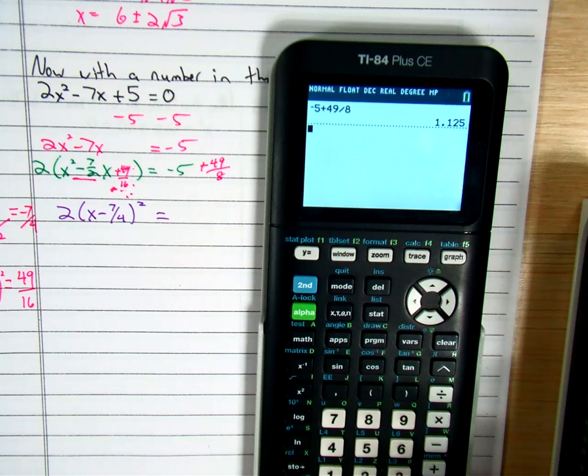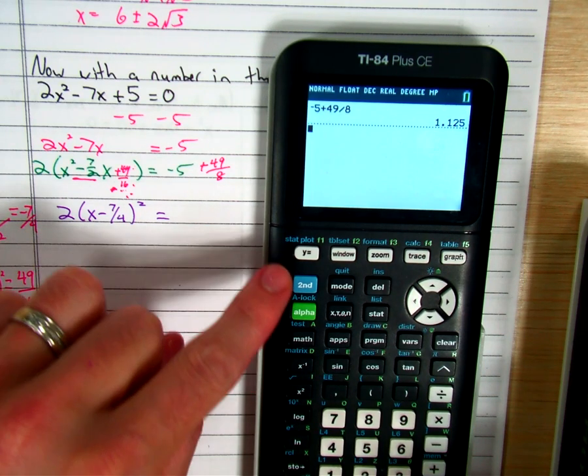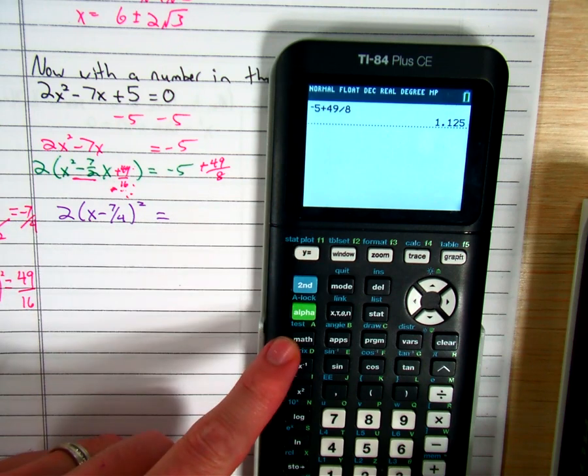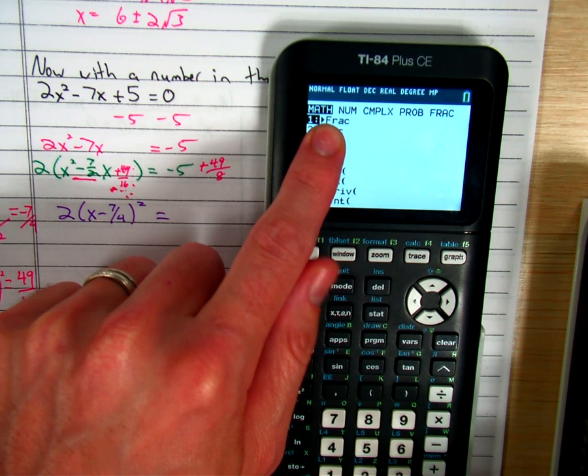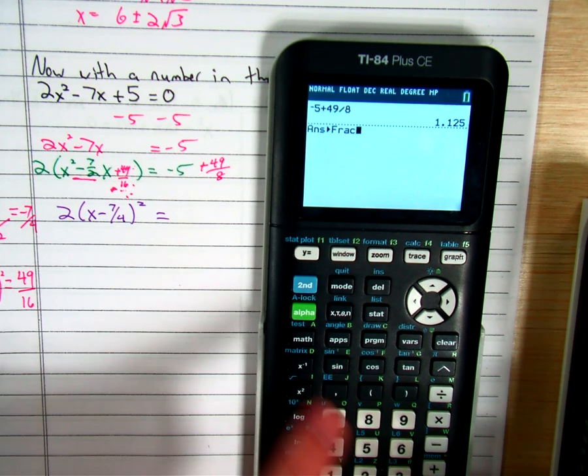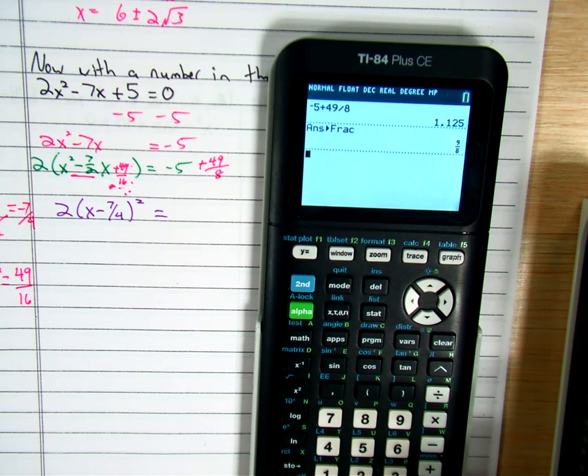Alright, decimal, Mr. Handke, that's no fun. Math. Okay, third button down. I guess technically the fourth button down on the left. Math, frac. We'll turn your last answer into a fraction. 9/8.